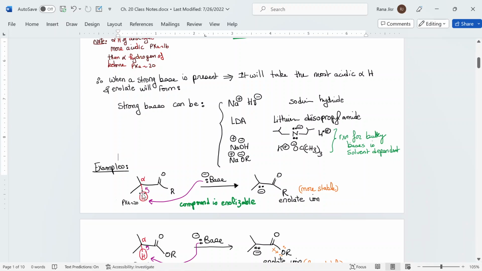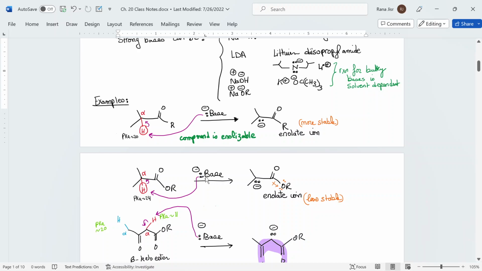If you have more than one type of alpha hydrogen, you're going to get more than one enolate. So the base is going to come, take the alpha hydrogen, and form a lone pair because you are breaking the sigma bond. So you're going to form a lone pair and a negative charge on this carbon, and this is called an enolate ion.